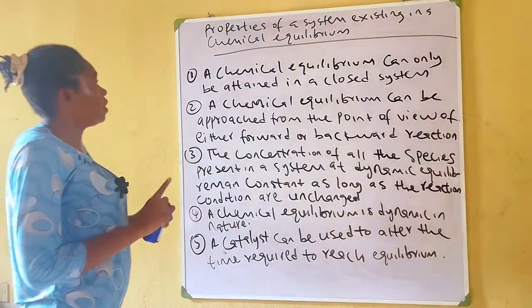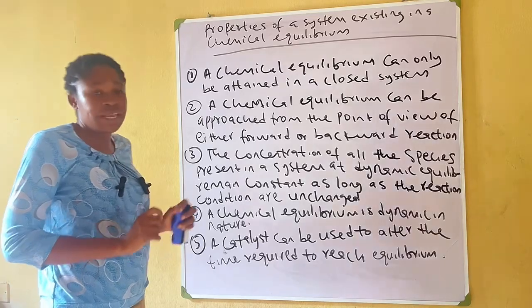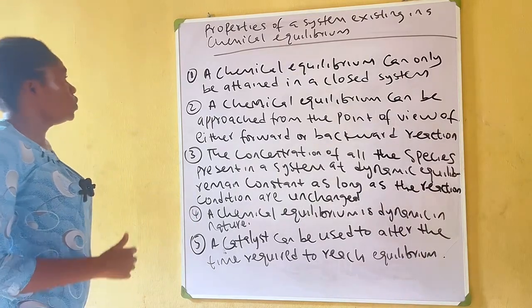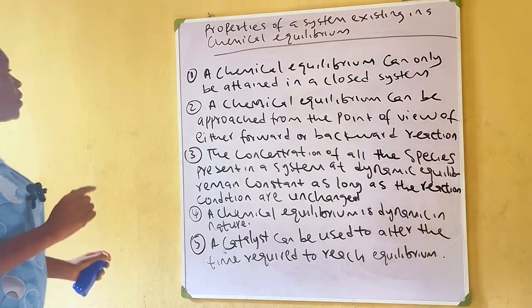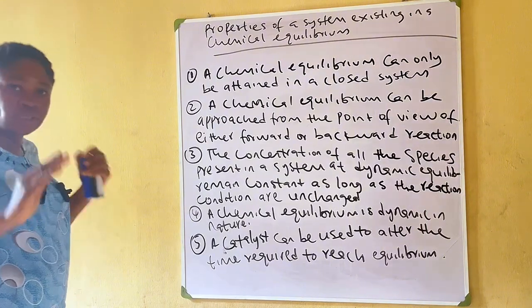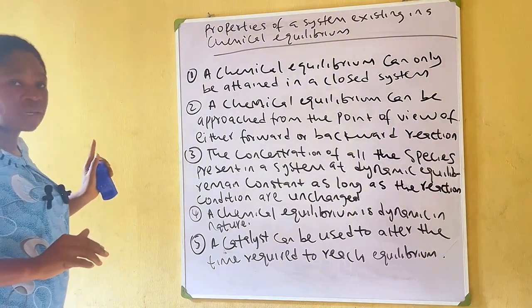Let's look at the properties of a system existing in chemical equilibrium. One, a chemical equilibrium can only be attained in a closed system. So that's one.